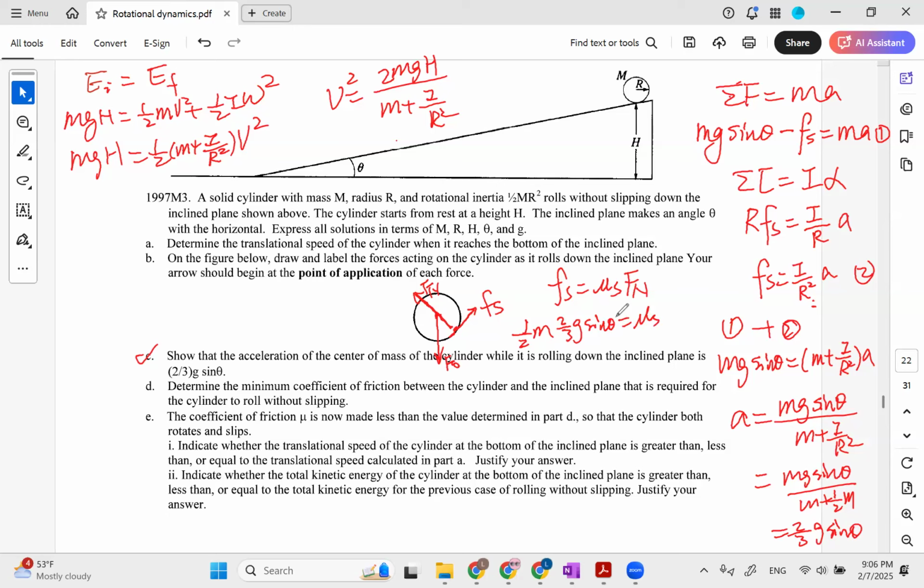Jameson, what's the Fn? Normal force. Mg cosine theta, right? On the ramp, right? Good. So divide by mg. So you will get mu s equals 1/3 tangent theta.